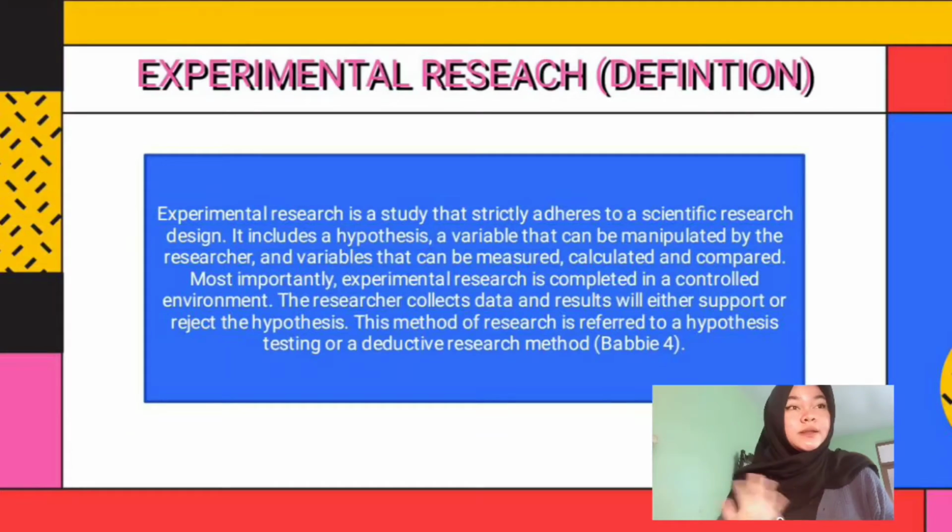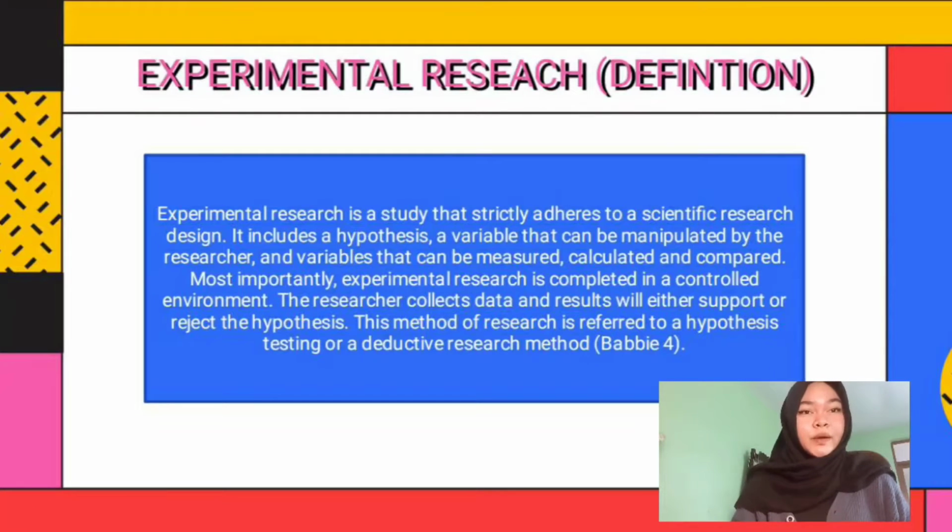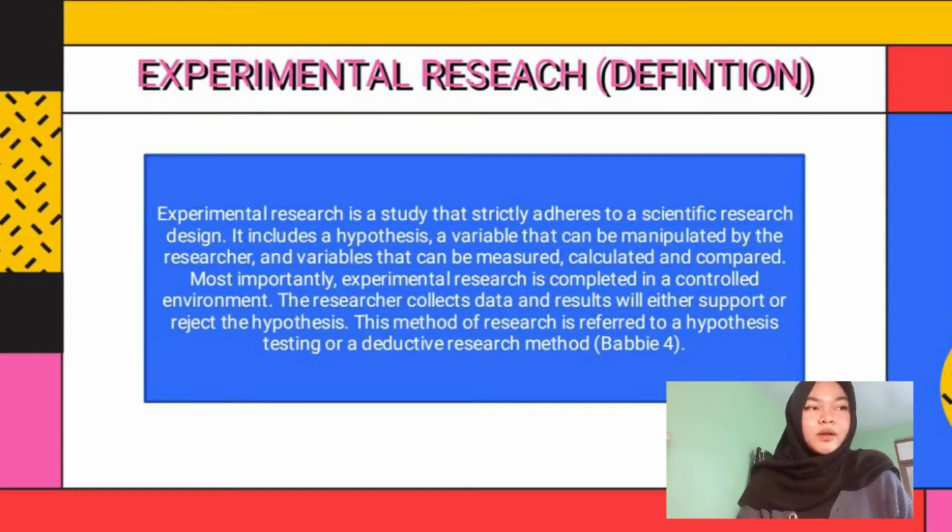So guys, as you can see in the slide, experimental research is a study that strictly adjusts to scientific research designs. It includes a hypothesis, a variable that can be manipulated by researchers, and variables that can be measured, calculated, and compared. And most importantly, experimental research is completed in a controlled environment. So the researchers collect data and the result will either support or reject the hypothesis. And this method of research is referred to as hypothesis testing or a deductive research method.